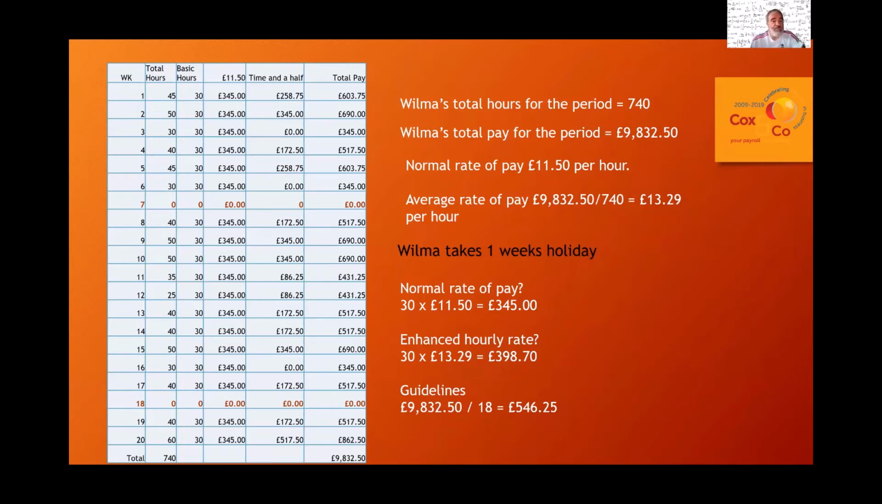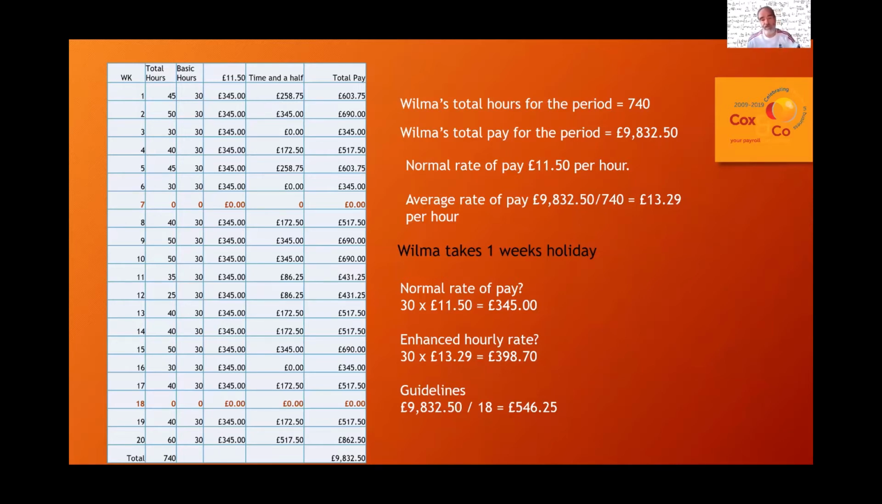We got 2 weeks where she didn't work. Why she didn't work, we don't know, and we don't really need to know. The fact is that in week 7 and week 18, she didn't receive any payment for work carried out. That's no remuneration. She didn't get paid. And so they're excluded from the calculation of her weekly pay for holiday purposes. So her holiday pay, as per the guidelines, is going to be 983.250 divided by 18, the number of weeks in which she received a payment, and that comes out at 546.25.